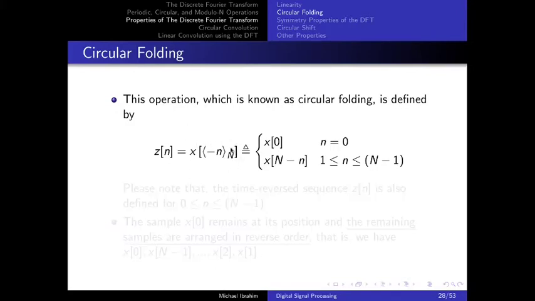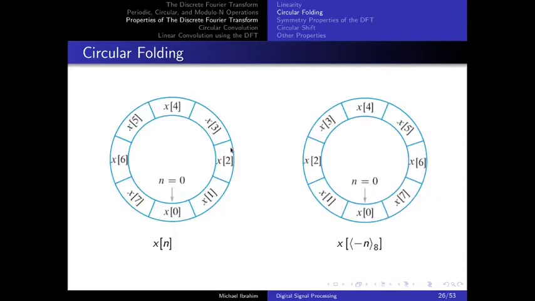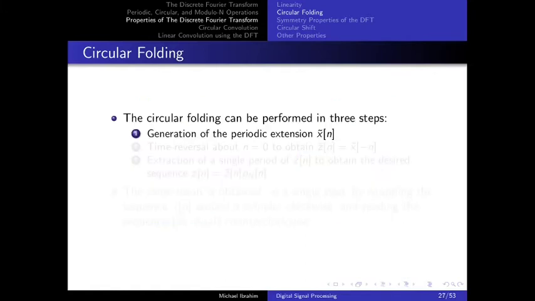How is that? Let's go over here and see. What is the sample value at n equal to 2? It will be x of minus 2 modulo 8. If you compute minus 2 modulo 8, it will be x of 6. What is the sample value at n equal to 6 over here? It will be x of minus 6 modulo 8. If you compute minus 6 modulo 8, it will be 3, so it will be x of 3. So in order to get the circularly folded samples, all you need to do is compute x of minus n modulo N.